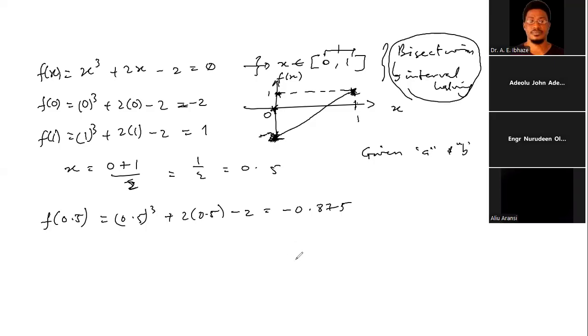So once we plug that into this, this is what we get. But now you realize that we have a negative value for our function. So we can also plot this. At x being 0.5, we are getting minus 0.875. So it means this point is somewhere around here, right? It's still negative.